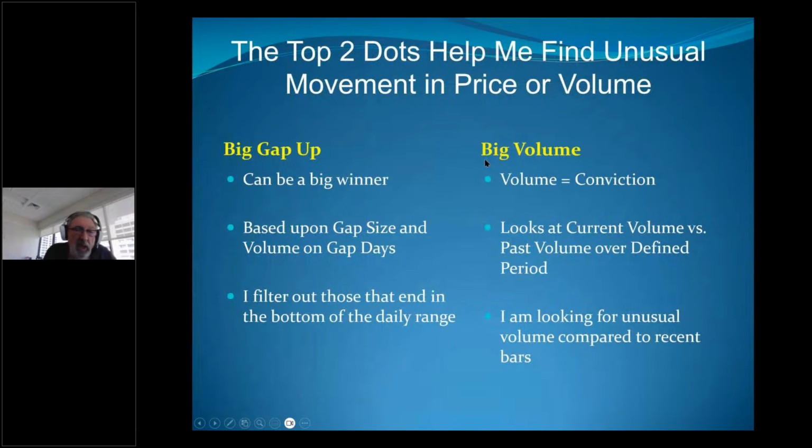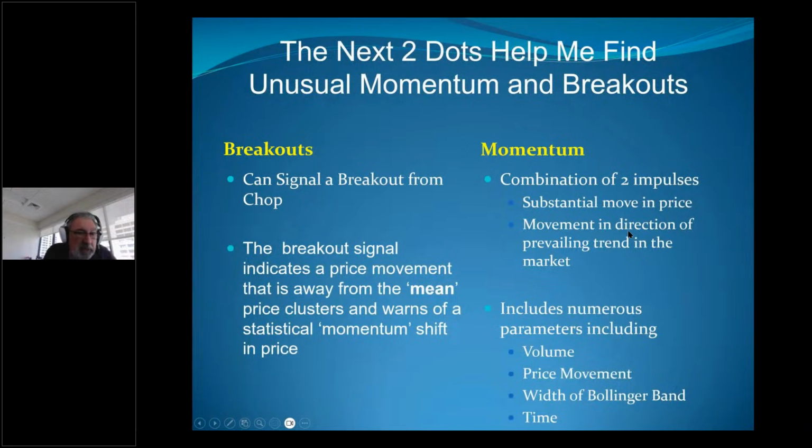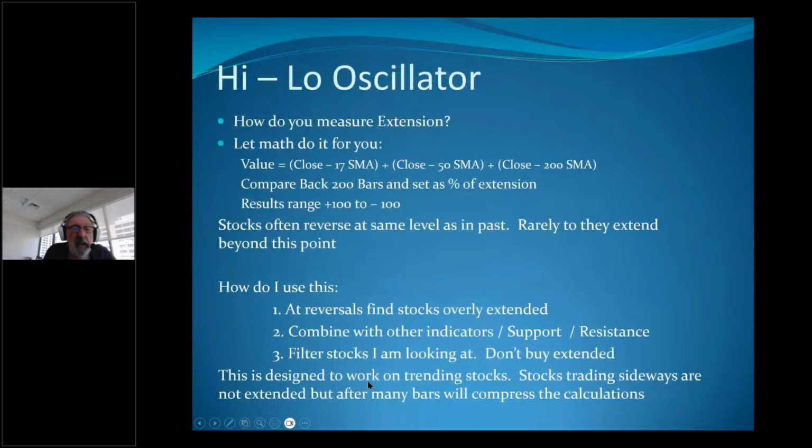In the PowerPoint will be definitions of what a gap is and a volume, a breakout and momentum. It's a special breakout signal to show price movement away from the mean price clusters. So we want to find things that are coming out of chop is what that's about. And then even the definition of the high-low oscillator I give you. It's harder to code than you think.